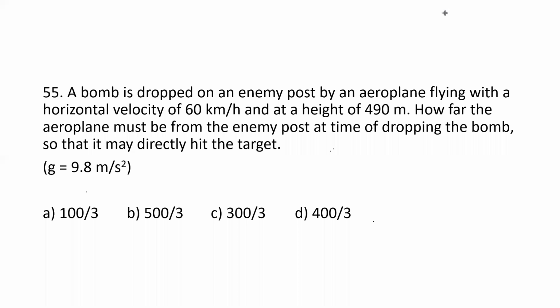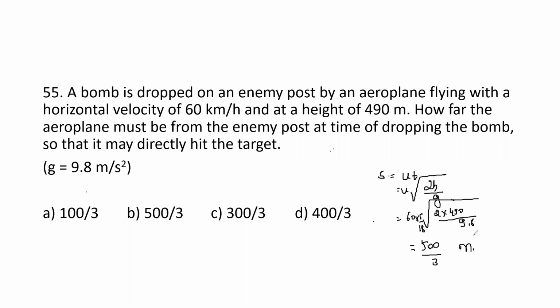So how we can do it? s is equal to distance traveled, initial velocity into time. The time formula is root of 2h divided by g. So this is equal to 60 into root of, so velocity is given in terms of km per hour. Convert it in terms of meter per second. That is 60 into 5 divided by 18. And here it is √(2 into h value 490 meter divided by g value 9.8). If you simplify this, square root of 2 into 490 by 9.8 multiplied by 60 into 5 by 18, the answer is found to be 500 divided by 3 meters. That is, option B is the right option.